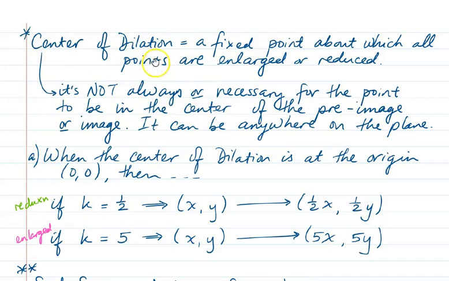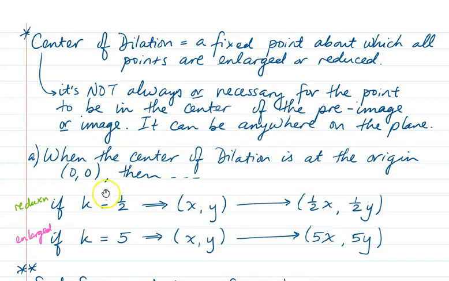And a center of dilation is a fixed point where all the points are enlarged or reduced. And again, just a reminder, just because it's called center of dilation, it's not always necessary for the point to be in the center of the pre-image. It can be anywhere on the plane. So you use center of dilation a lot in art. I'm not sure of the exact name to call it, but it's like a point of your perspective or perception. So that's the center of dilation.